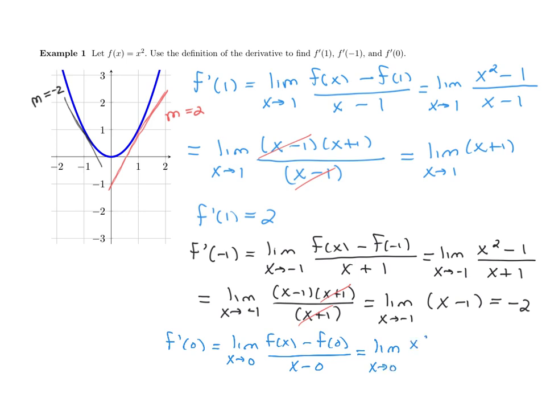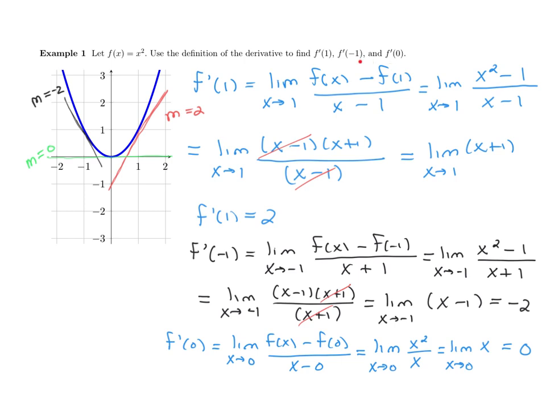Well, that's going to simplify really nicely. F of x is x squared. F of 0 is 0. I won't write it. And then we have x in the denominator. You can simplify that too. X squared over x is simply x. And by direct substitution, you do in fact get 0. So the slope here is 0.